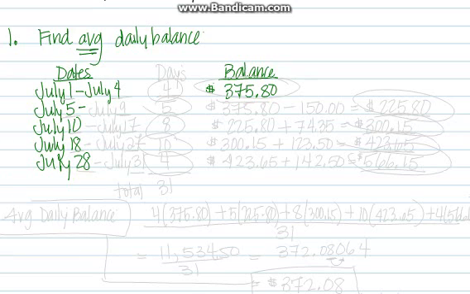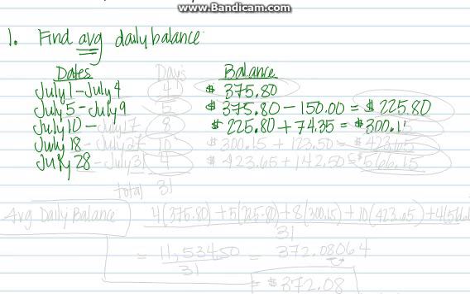But on July 5th, we made a payment. So $375.80 gets decreased by the $150 payment that we made. So that means our balance over the course of these days was $225.80. And that happened through July 9th, because on July 10th, we made a purchase. And that means that our balance, which was now at $225.80, increased by $74.35, which gets us our balance for these days as $300.15.